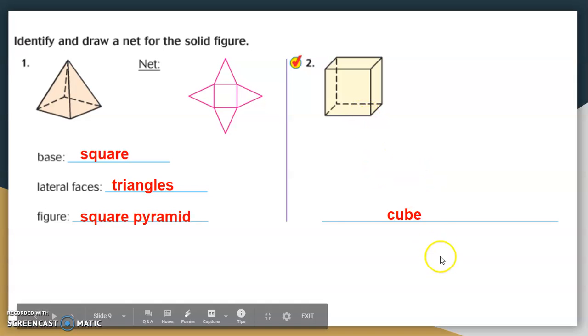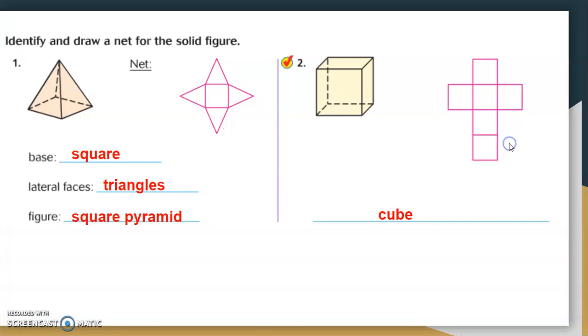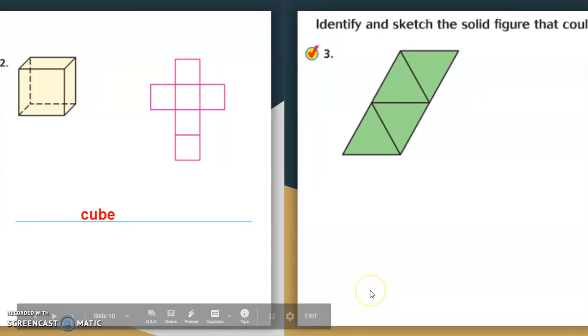Okay, so next we do have a cube. So a cube is composed of 6 squares, by the way. So if you were to draw this, one of the ways you could draw this would be like a cross. You could also do a capital T.